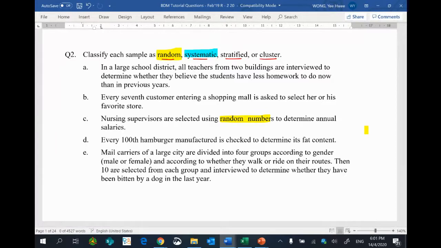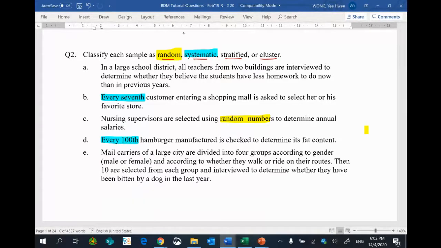Systematic. Systematic is, for example, every hundredth, every fifth, every 100, every 200. So which sentence do you see this in? Every how many? Every 7, every 100. Okay, so this indicates that the person doing the sampling follows the systematic sampling technique.